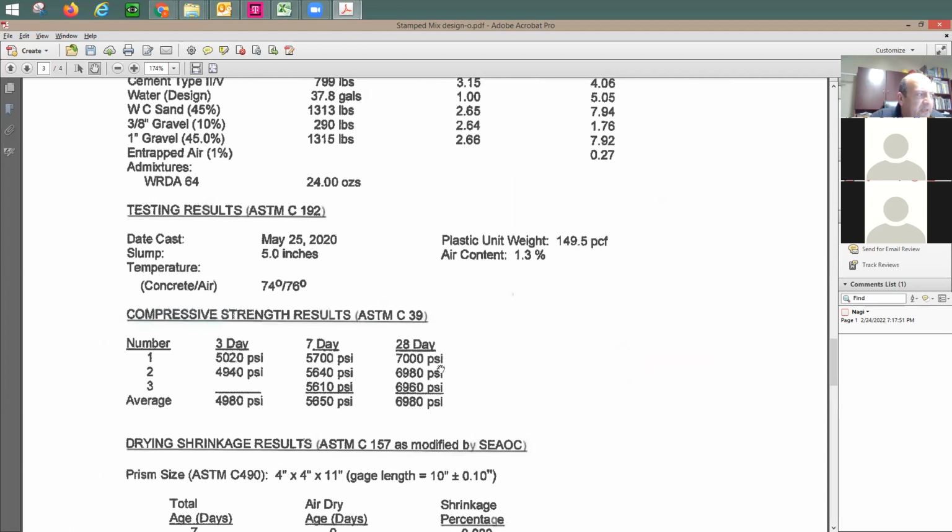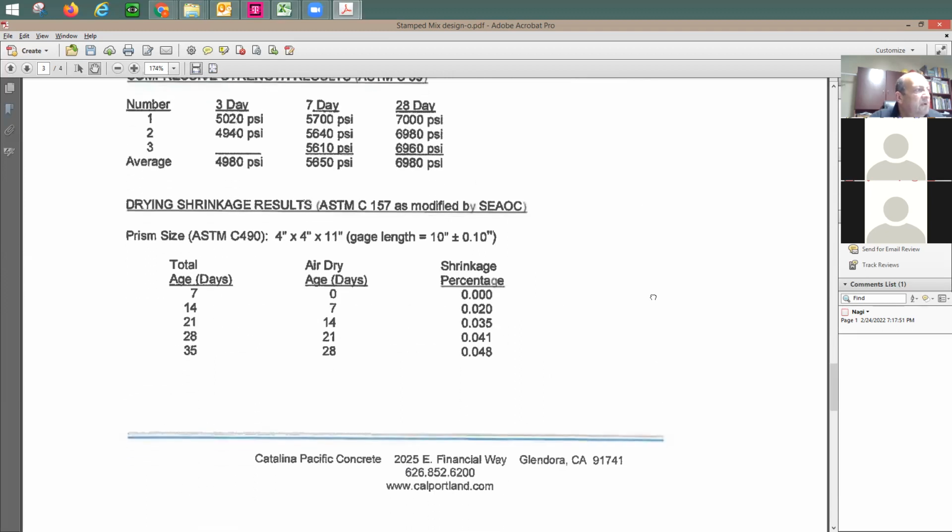The average at 28 days was 6980 psi. I was just looking for 5,500. And look at the trends they are able to get. In 7 days, that was the average. After 3 days, they just tested 2, and the average was about 5,000 psi. So this is excellent, right? And they give you also more information.